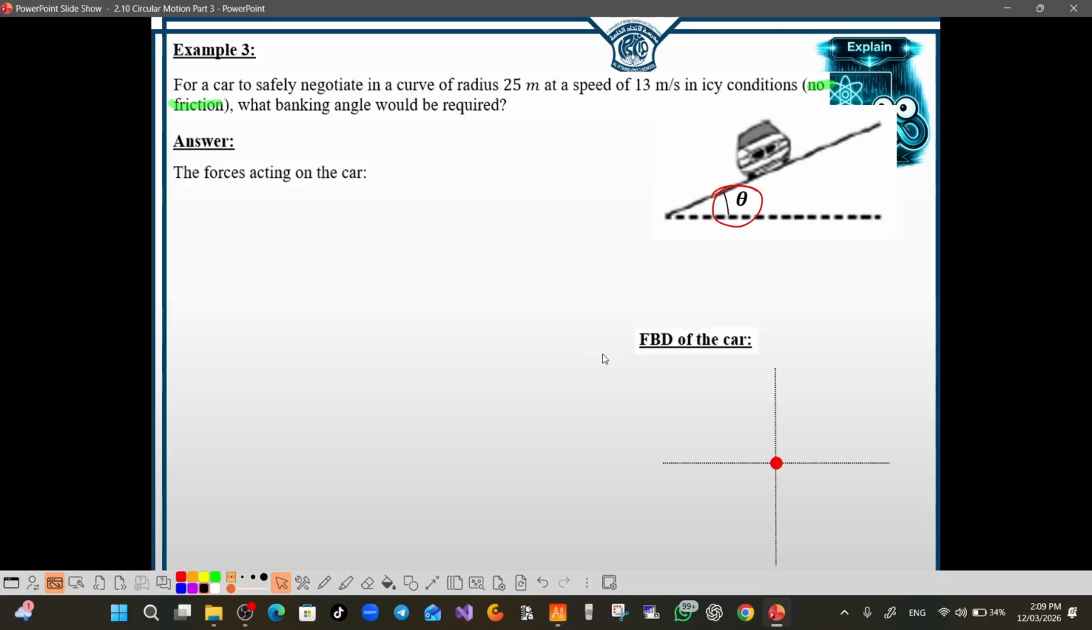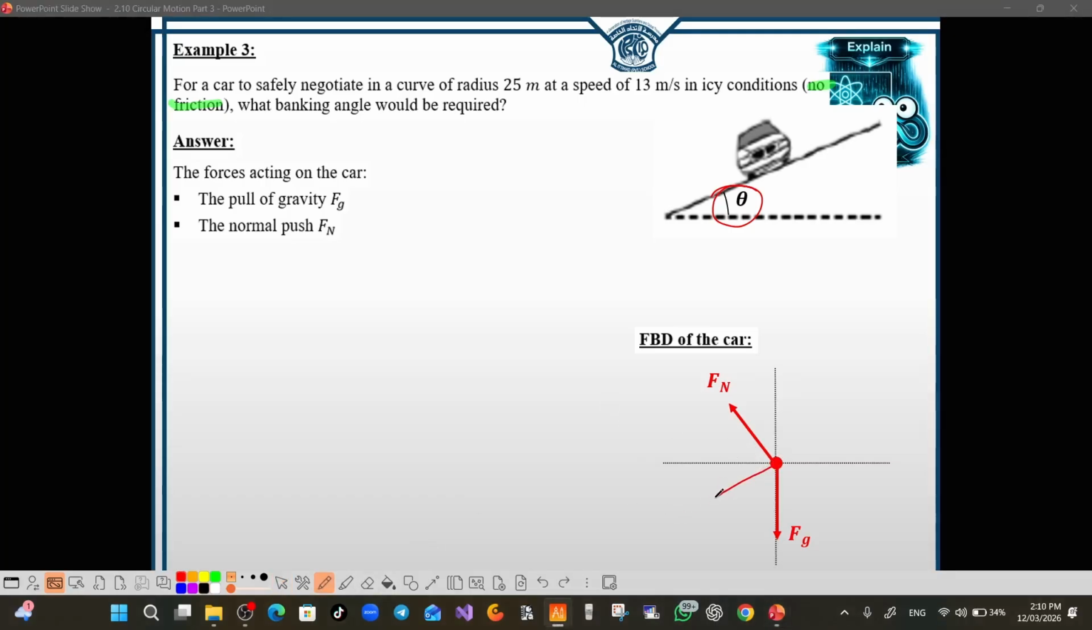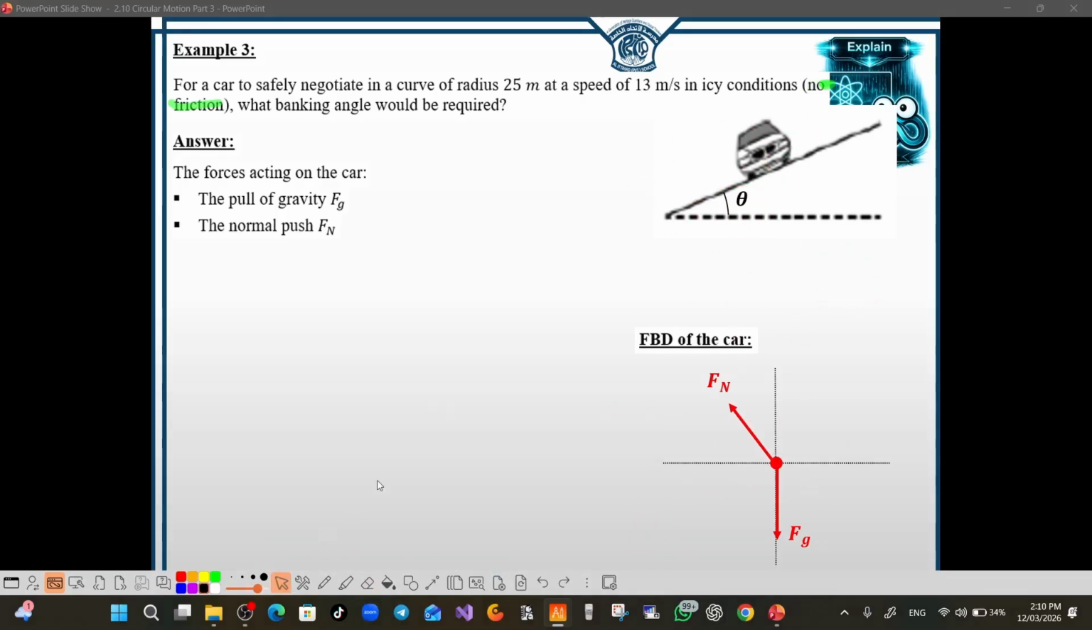Now, the forces acting on the car are: we have the pull of gravity acting downward, and the normal push will be perpendicular to the surface, so it will be in this direction. There is no friction here, so I'm not going to involve the friction. However, if I have friction, then the friction will be parallel to the path, like this, along with the normal push and the gravity. But in this case, we're going to ignore the friction.